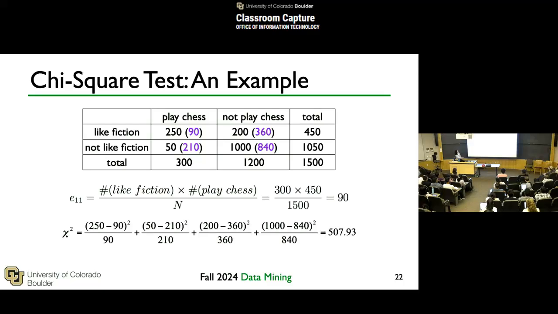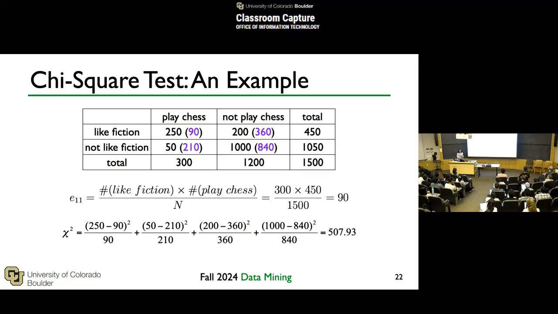This is how I get my first one. So this expected value is 90. And I do the same thing for the other ones. So 90 is the first one. 210, that's this one. 360, this one. And 840, this one. Okay? I have a chi-square value of 500. How do I interpret that?